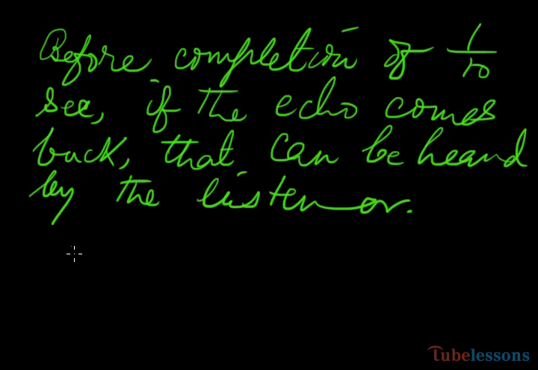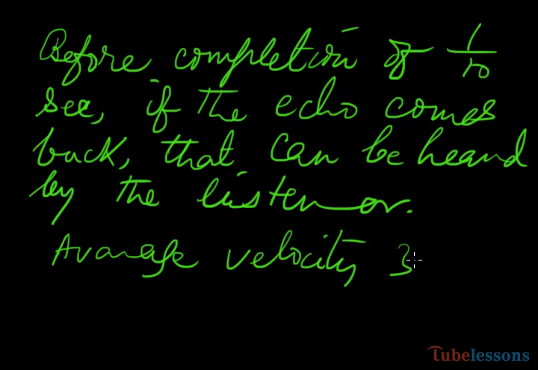Now we have to know what is the velocity of sound in air. Average velocity of sound in air is 340 meter per second. At 0 degrees Celsius temperature, the velocity of sound is 332 meter per second, but always temperature will not be 0 degrees Celsius, and considering this, the average velocity of sound has been taken as 340 meter per second in air.